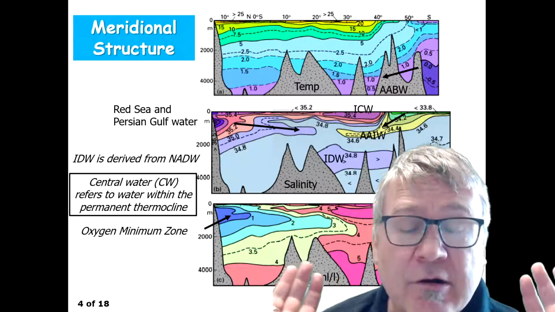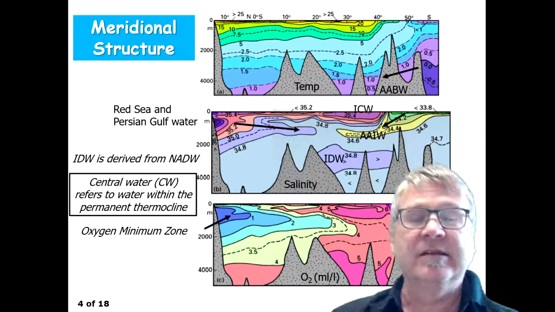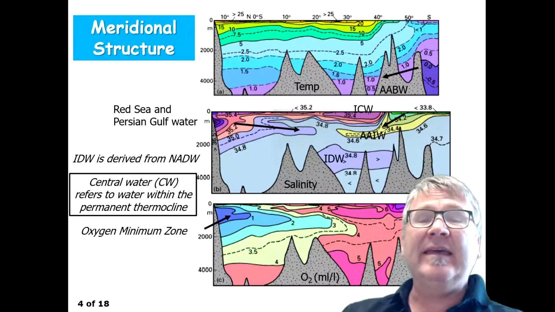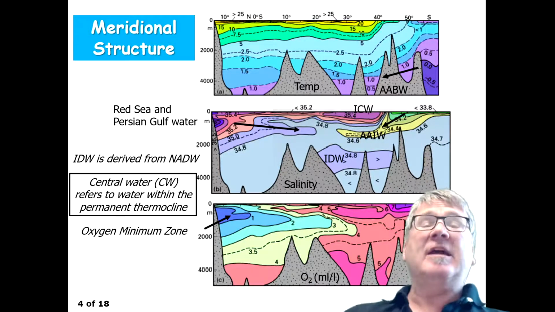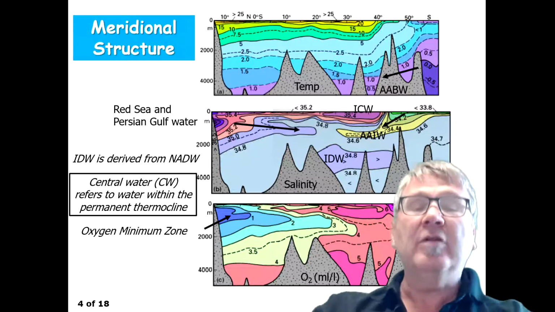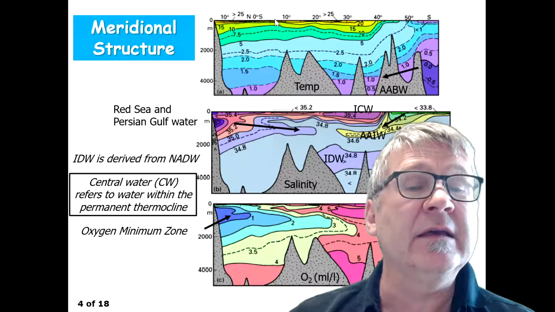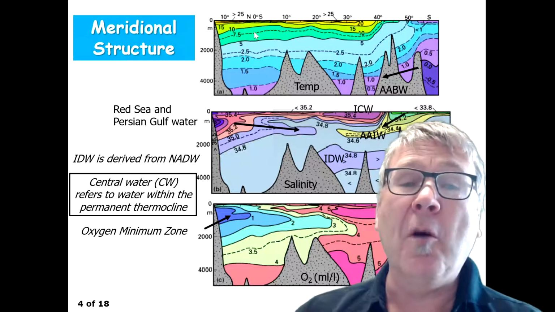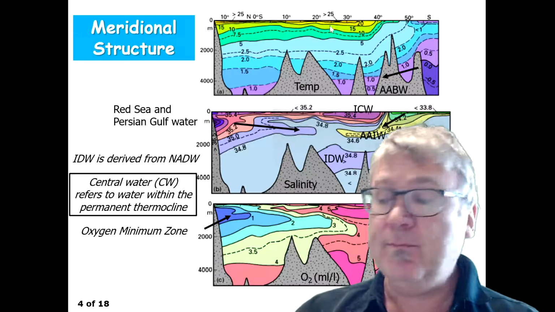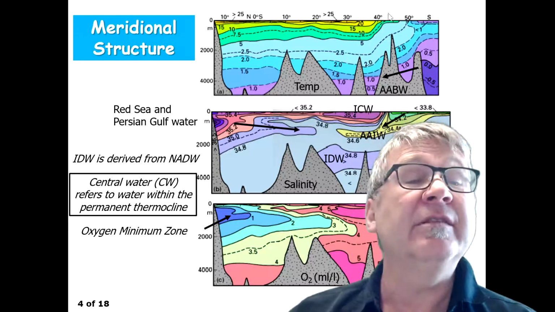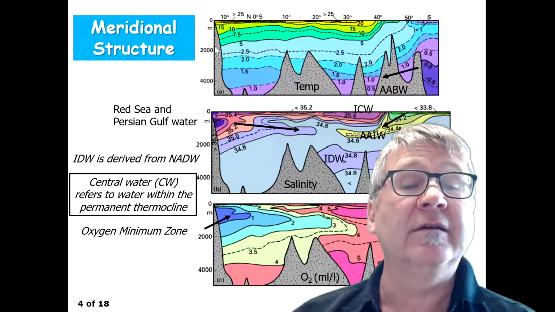So here we go. Here are our three cakes. The top one is the temperature cake. Let's have a look at the temperature cake first. Okay, so what you can see is a warm layer on top. And this is just the permanent thermocline.